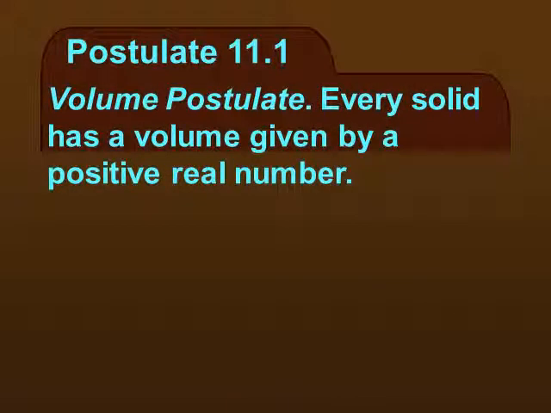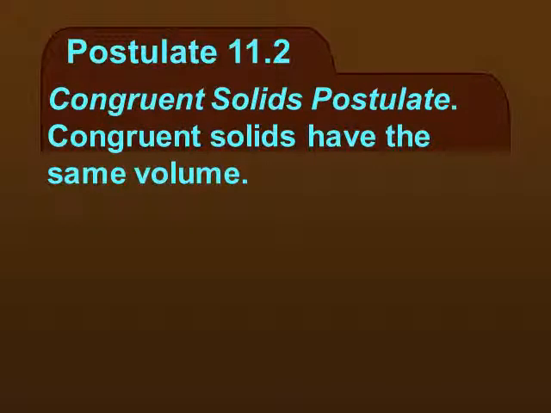The volume postulate says that every solid has a volume given by a positive real number. We cannot have negative area. We can also not have negative volume. The congruent solids postulate says that congruent solids have the same volume. Much like congruent areas, there's lots of similarities here to volume and area postulates.